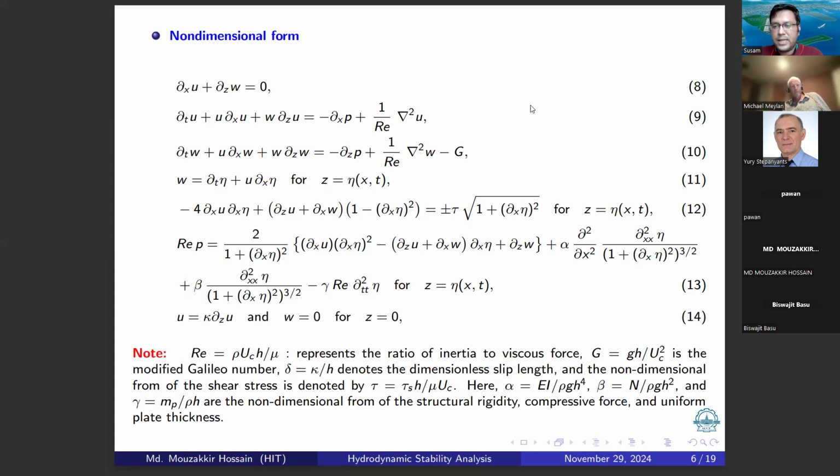But what is this 1 plus eta x square whole to the power 3 by 2 term? I am confused. That's to do with the nonlinear bending though, isn't it? And what's the second derivative, that alpha term? What's that from? That is the compressive force beta. Yes, that's for beta.